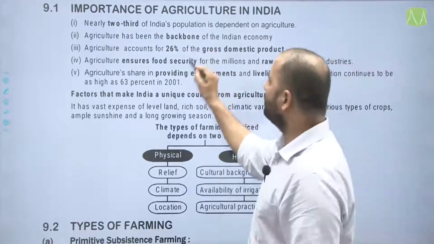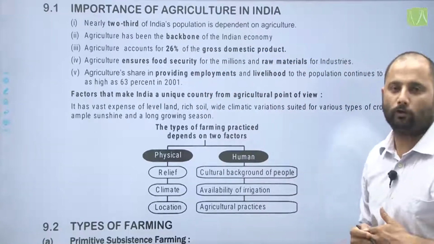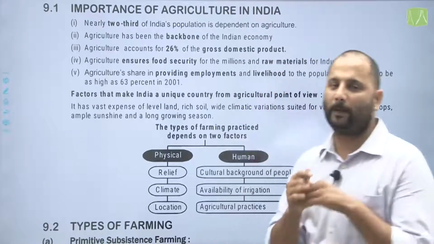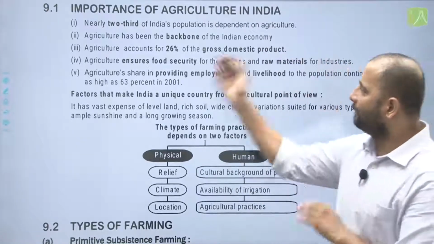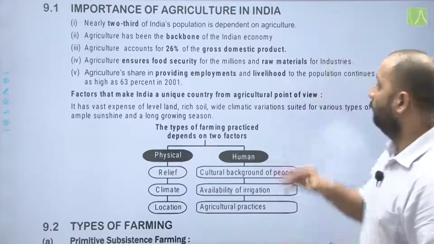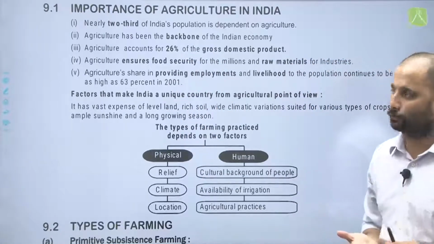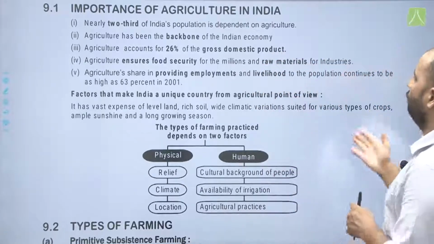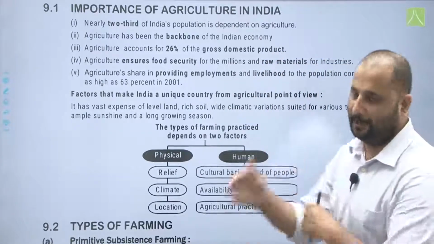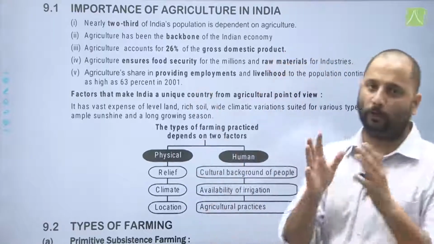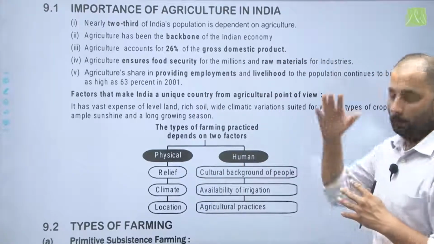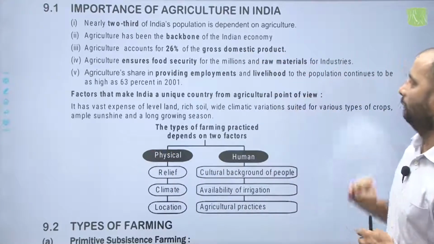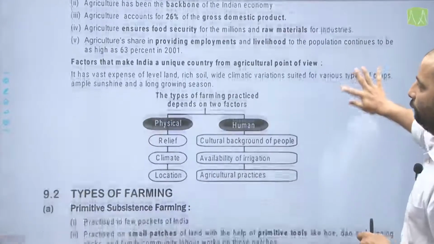Agriculture accounts for 26% of the gross domestic product, the GDP, that is the contribution from the primary sector. Agriculture ensures food security for millions and raw materials for industries. Agriculture's share in providing employment and livelihood to the population continues to be as high as 63% according to the 2001 data.